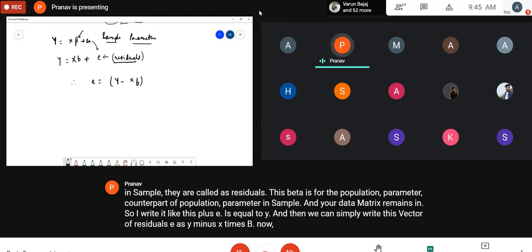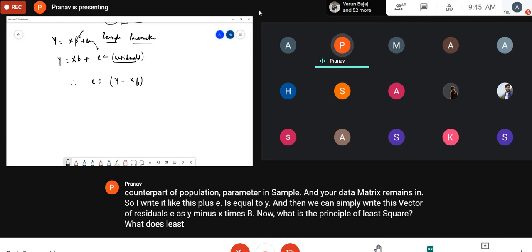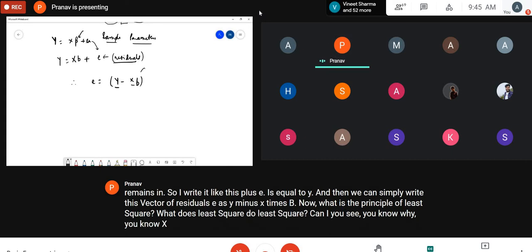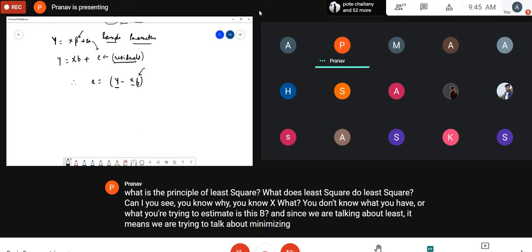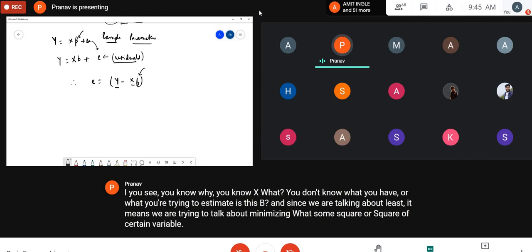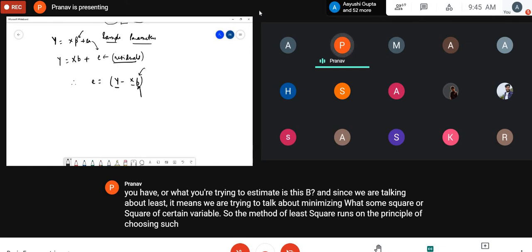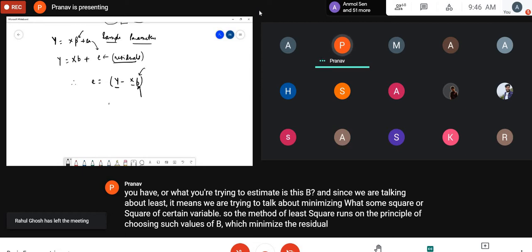Now, what is the principle of least squares? What does least squares do? What does least squares say? You see, you know y, you know x. What you don't know, or what you're trying to estimate, is this b. And since we are talking about least, it means we are talking about minimizing some square or square of a certain variable. So the method of least squares runs on the principle of choosing such values of b which minimize the residual sum of squares.